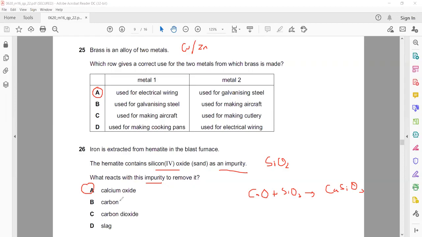Carbon is a reducing agent, or it can also produce carbon monoxide, which is a good reducing agent that can be used to remove the oxygen from iron ore, hematite. And slag is what is formed here. Slag is not used here. Slag is formed when a metal oxide, here calcium oxide, reacts with an acidic oxide, the silicon oxide, resulting in the formation of slag.